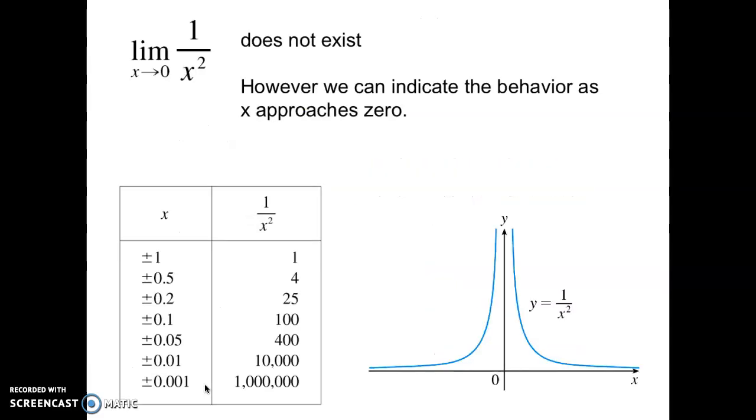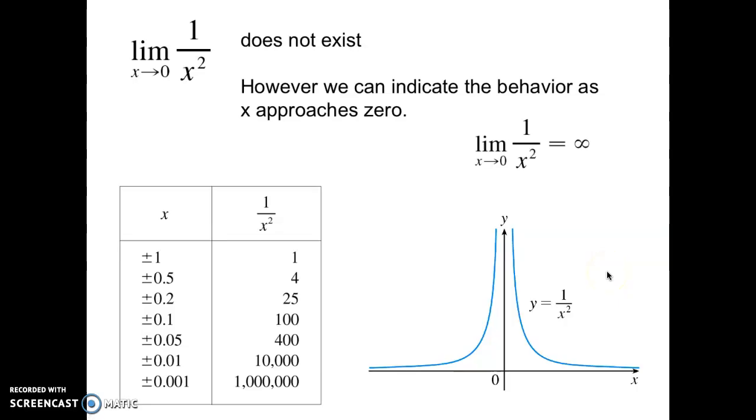Here's the actual function. We could say that the limit does not exist, or we could say that the function tends toward infinity. Both actually are correct answers. However, we can indicate the behavior as x approaches 0 by saying that the curve is tending toward infinity. But technically, the limit doesn't target an exact y value anywhere on this function. As x approaches 0 from the left, as x approaches 0 from the right, this curve is increasing without bound, tending toward infinity in both cases.